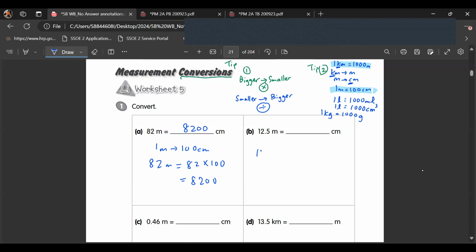So 12.5 meters will be 12.5 times 100. Looks like I didn't leave enough space. So 12.5 meters will be equal to 1,250 centimeters. Very important, remember the units.